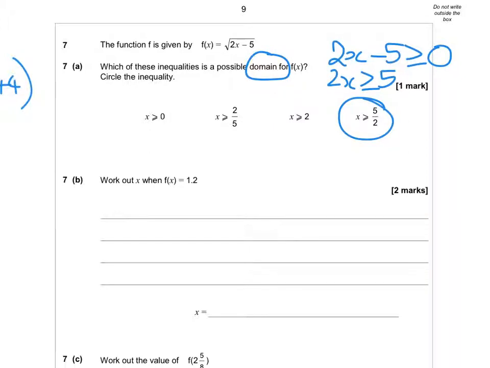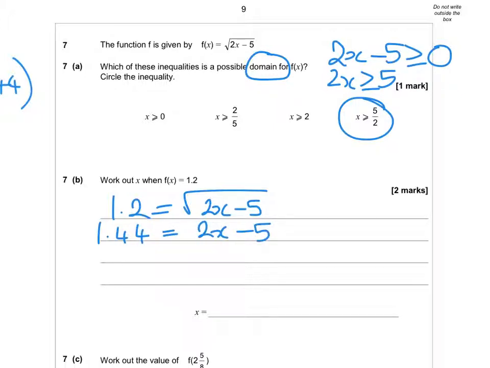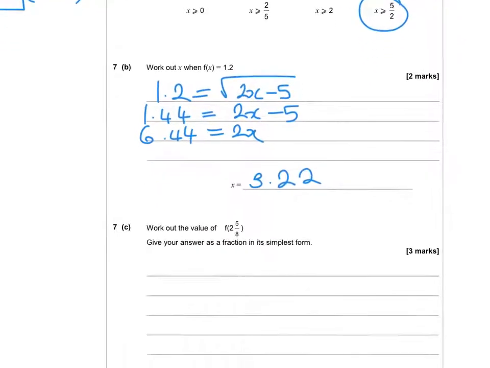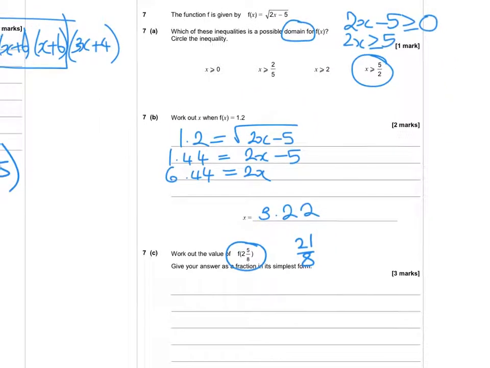Okay, f of x equals 1.2, so 1.2 equals the square root of 2x minus 5. Square both sides, 1.2 squared is 1.44, so 1.44 equals 2x minus 5. Add 5 to both sides, 6.44 equals 2x, and half it, 3.22. And now x equals 2 and 5 eighths. Let's make that into an improper fraction. That's going to be 21 eighths.